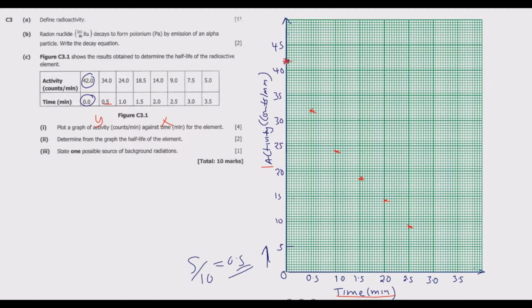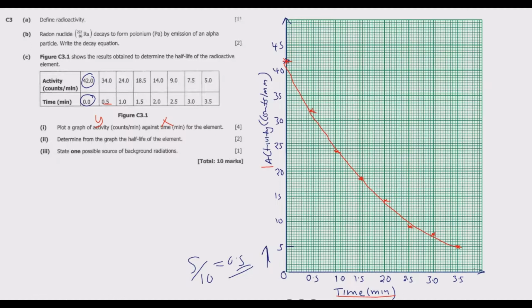Then we have 3, 7.5. So 3, 7.5 is just halfway between 10 and 5, which is somewhere here. Then we have 3.5, 5, which is exactly here. So once you have these points, it's just to use your pencil and make a smooth graph that will pass through the middle of these points.